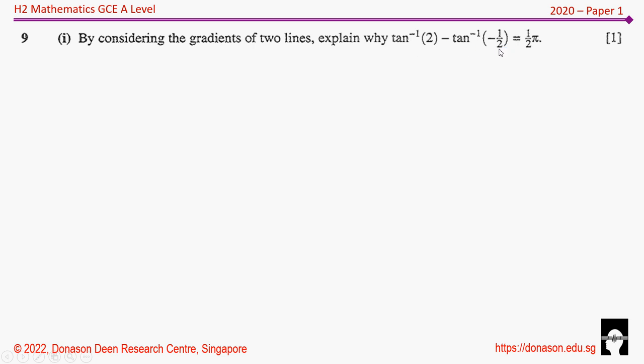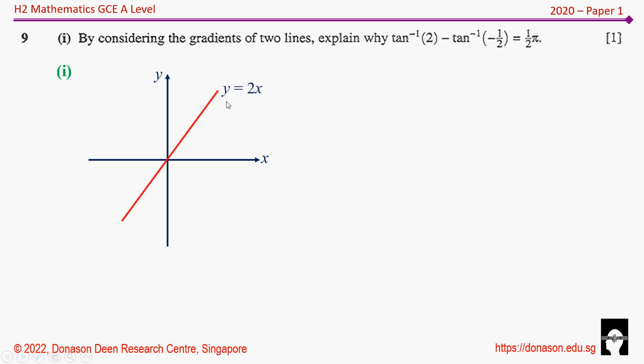Of course, the tangent means the gradient, and this is 90 degrees. But let's see how to prove this in order to get that 1 mark. First let's make a sketch of this so that you can see what I'm talking about. Let's say I sketch the line y equals 2x. This straight line passes through the origin with a gradient of 2. Now what is the meaning of arctangent of 2? Arctangent is this angle here.